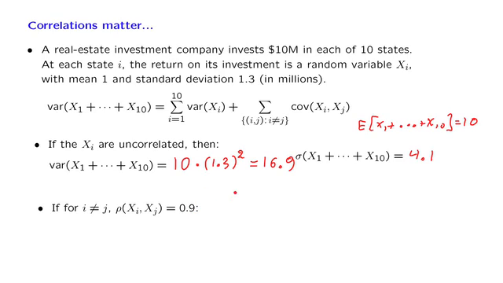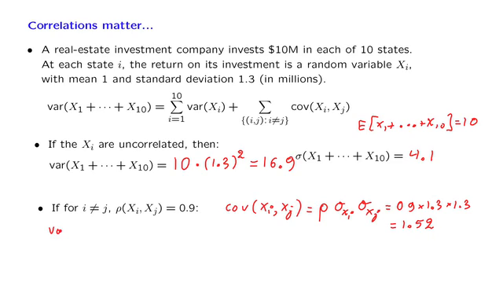So in this case, the covariance of Xi with Xj is going to be the correlation coefficient times the standard deviation of Xi times the standard deviation of Xj, which is 0.9 times 1.3 times 1.3, and so the covariance turns out to be 1.52.